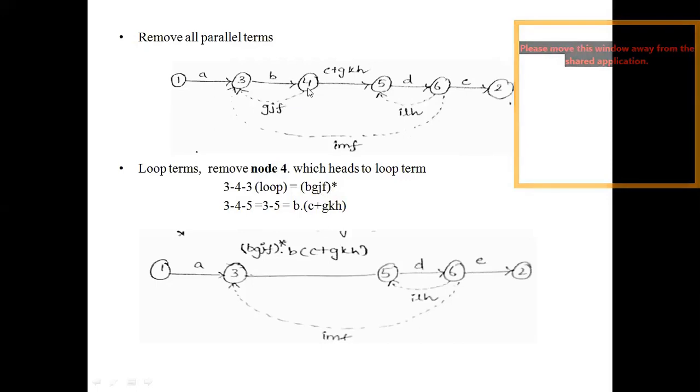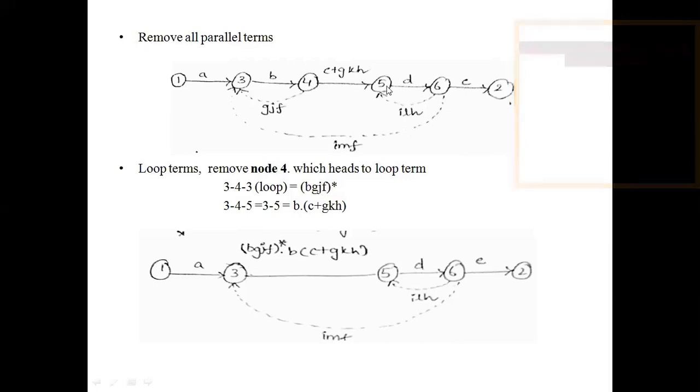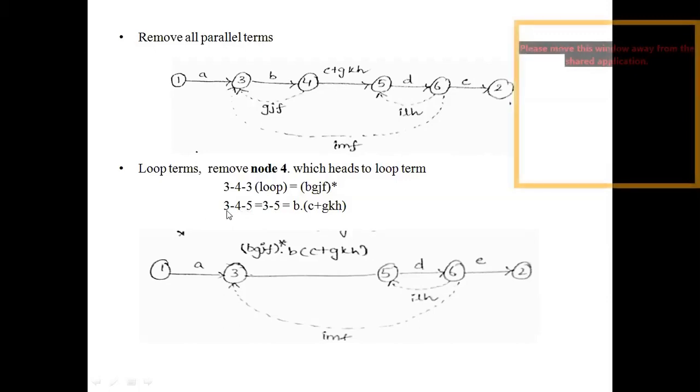Next path is 3-4-5. While removing node 4, we go from 3 to 5. What link names do we have from 3 to 5? We have B from 3 to 4, and from 4 to 5 we have C plus GKH.